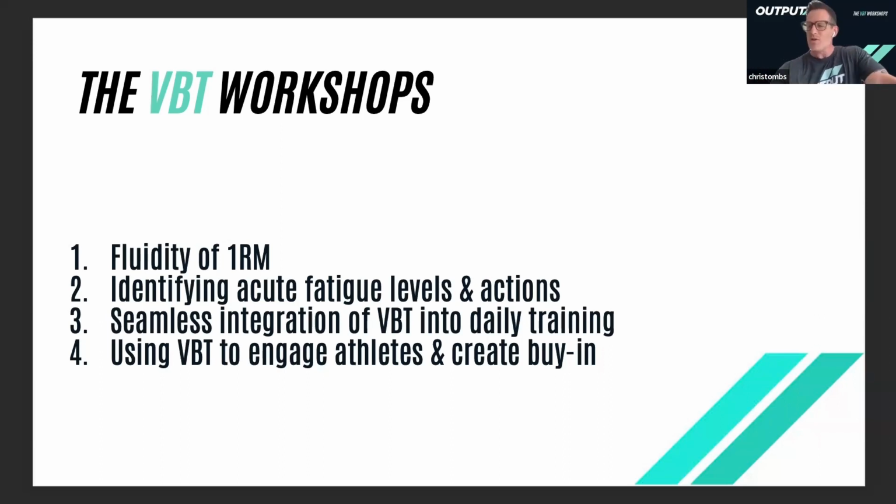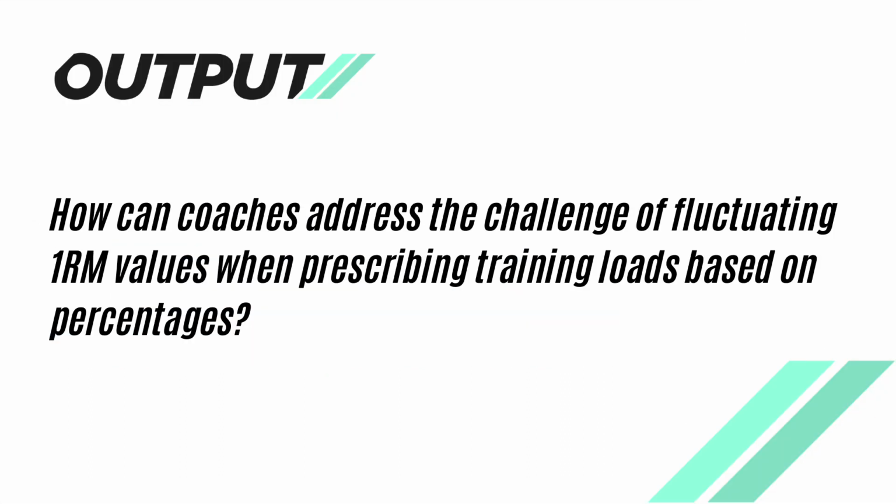But that is the most important thing for me, which is that the velocity score aligning with rep max is very, very stable. And then we can prescribe based off a velocity score and not necessarily a percentage-based training program that may or may not have been built, like I say, historically over the last 2 to 4 weeks, for example. How do coaches address the challenge of fluctuating 1 rep max values when prescribing training loads based off specific percentages?